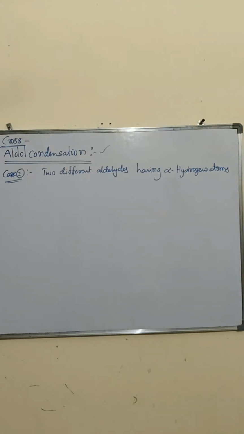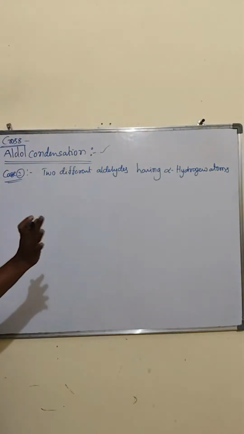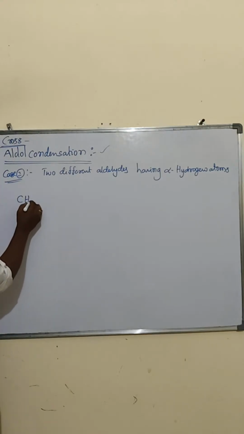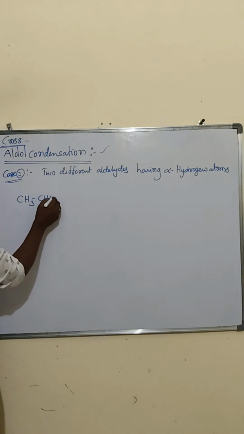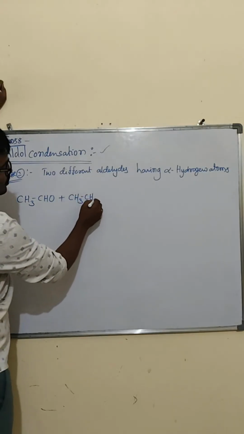Yes, visible, right? So two different aldehydes having alpha hydrogen atoms. So what are those two different aldehydes? Any two aldehydes we are taking, but at least one alpha hydrogen atom must be attached. CH3, then CH2, then CHO.